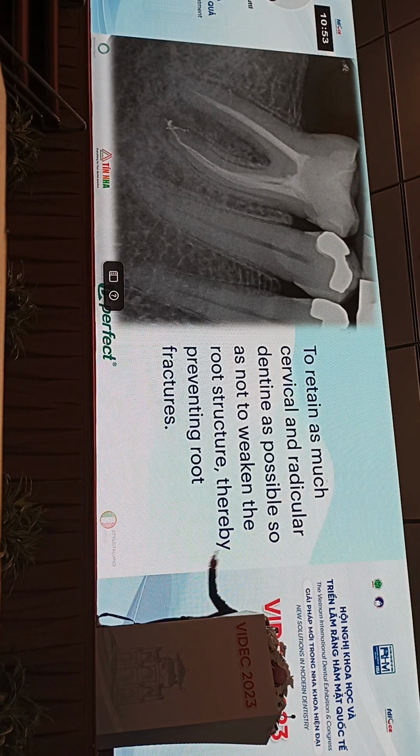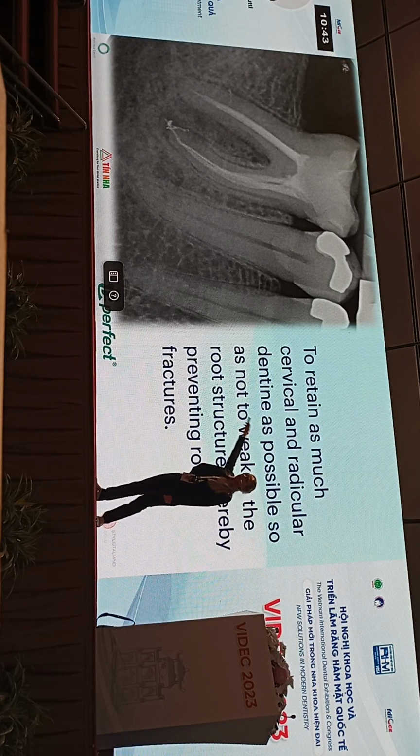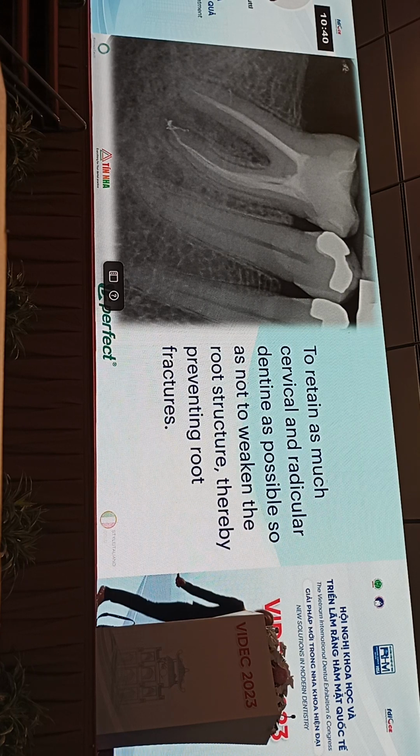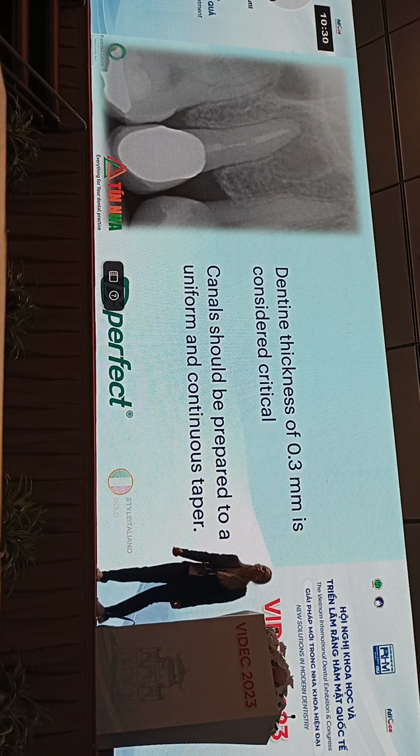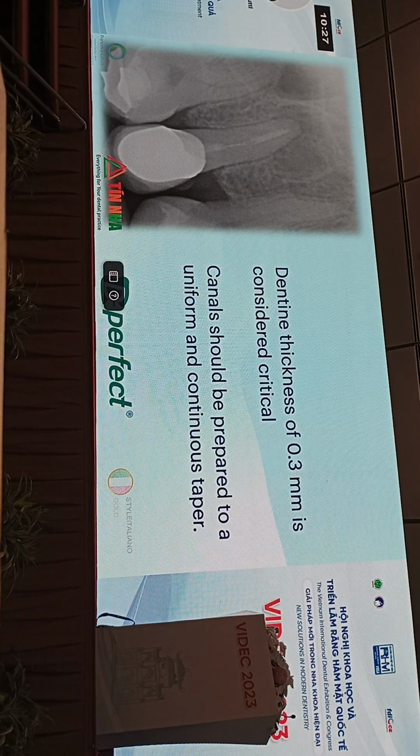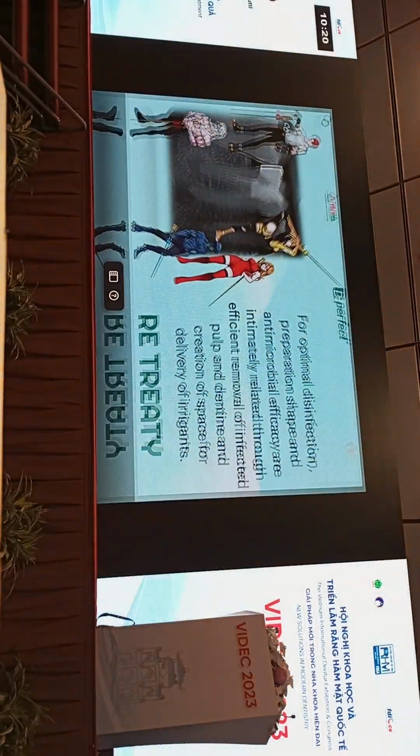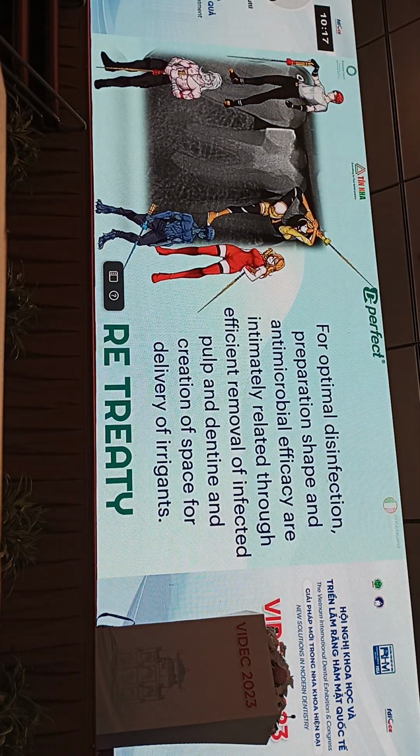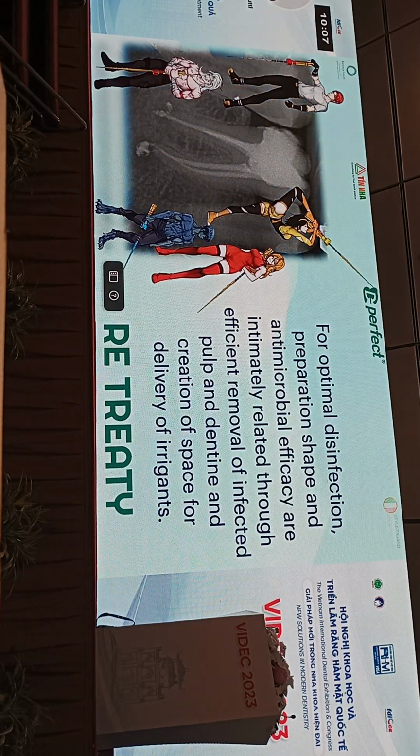And we also want to save as much cervical and radicular dentine as possible. This is called pericervical dentine. You take the bone 4 millimeters up, 4 millimeters down. It's the pericervical dentine. And we don't want to weaken the tooth. We want to prevent fractures. The thickness of the dentine has to be at least 0.3 millimeters. And we have to prepare the canal with a continuous and uniform taper. And we have to allow a sufficient amount of irrigant to go inside the tooth and fight against the bacteria, above all in root treatments.